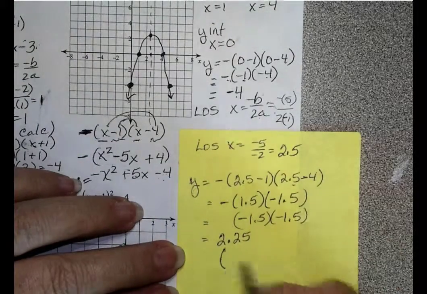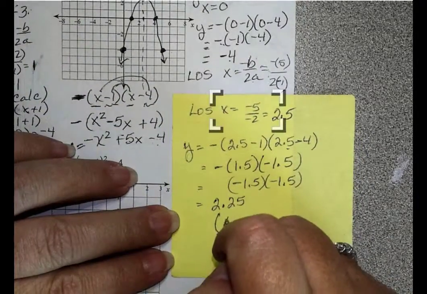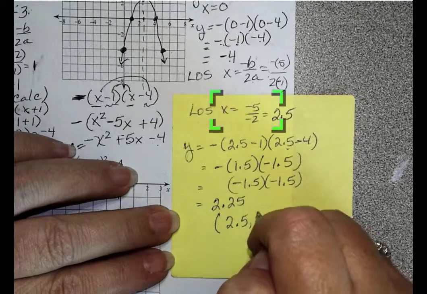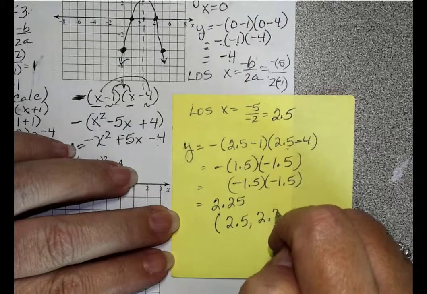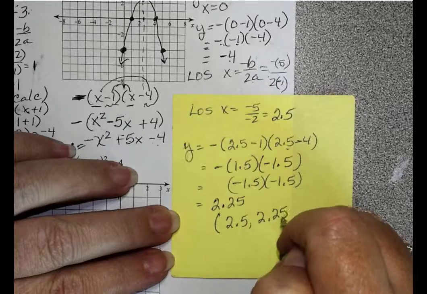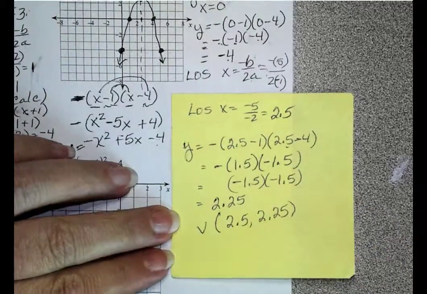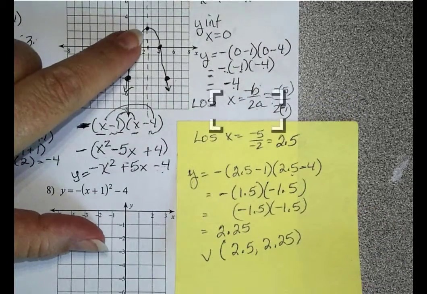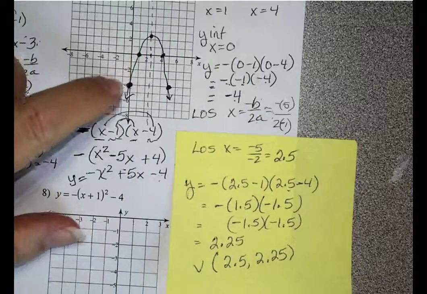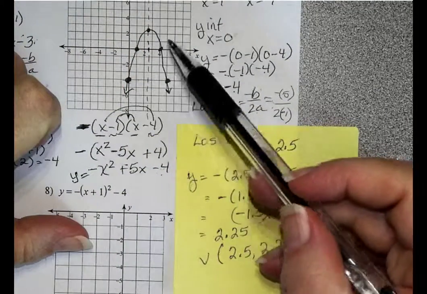Okay, so my vertex is located at 2.5 comma 2.25. Or 2.3 is fine, right? But anyway, there's my vertex. So I've already plotted it on here. And then I went ahead and drew my parabola.